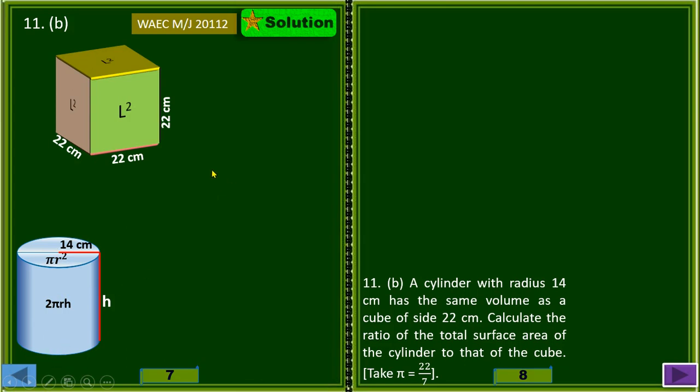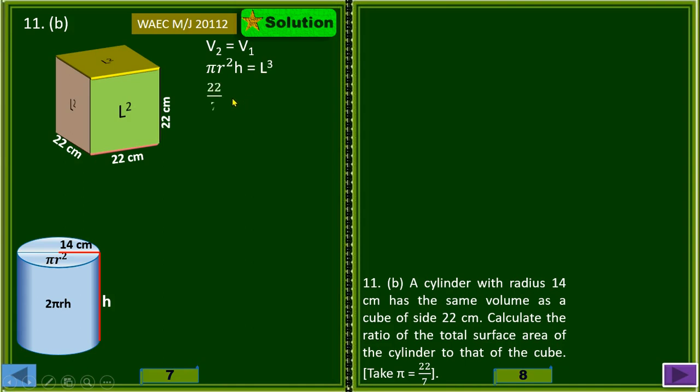There is the curved surface area, the circular surface area at the top, and the circular surface area at the bottom. Now we are going to use what we are told in the question, that they have the same volume. Therefore the volume of the cylinder will be equal to the volume of the cube.